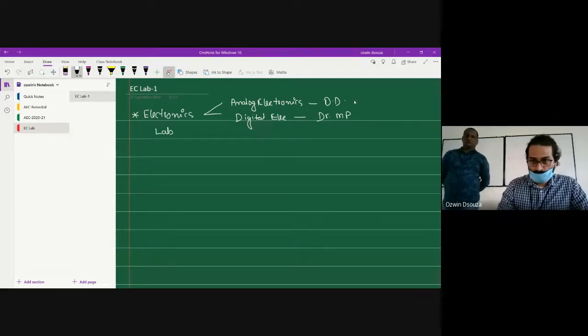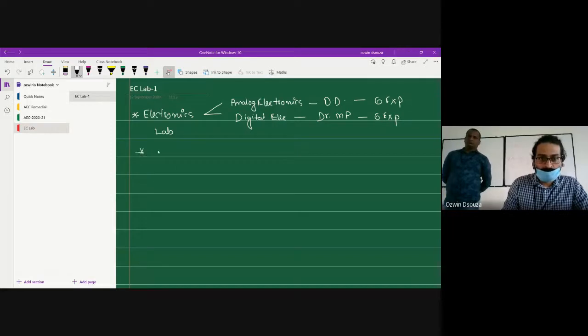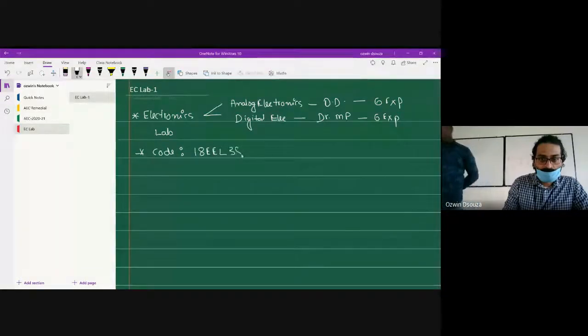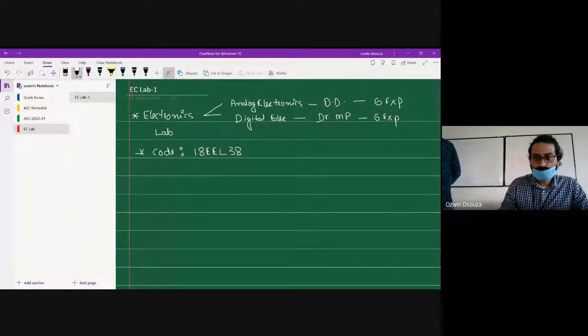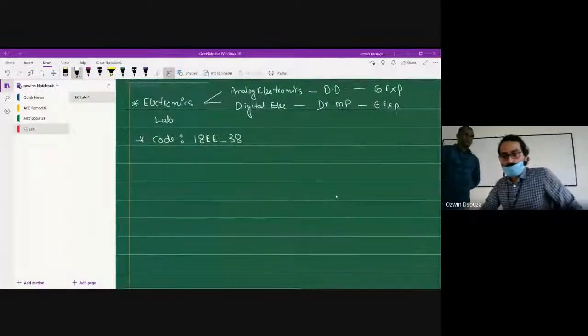You have a total of 12 experiments. 6 experiments are from analog electronics, and the remaining 6 are from digital electronics. The course code for this lab is 18 EEL 38. All right, fine. So that's about the lab code.